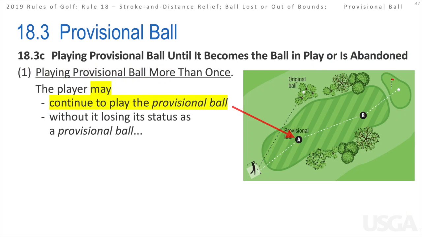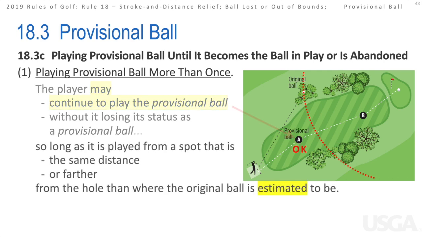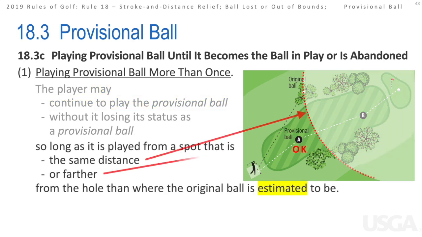The player may continue play with the provisional ball without losing his status, as long as the provisional ball is not played from a spot closer to where the original ball is estimated to be. So here, playing from A is okay because the original ball is somewhere along that dotted line. If the golfer then played from B, there would be an issue.